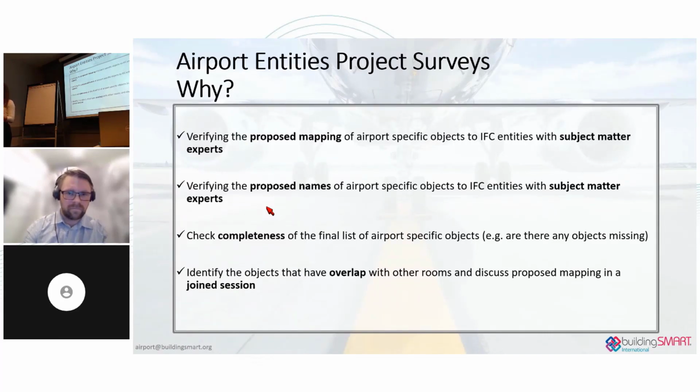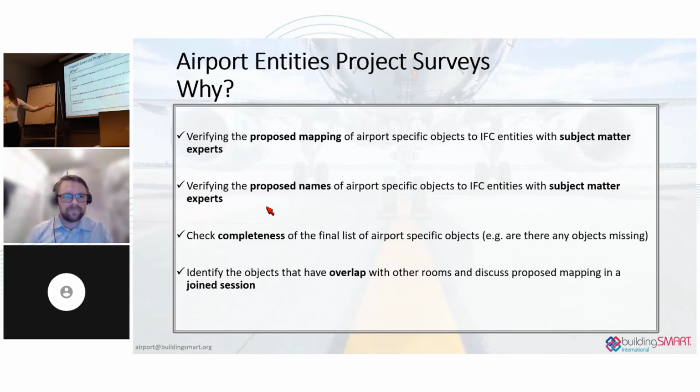And if there are standardized naming conventions, we can use those. I'm not that much of an expert. At the same time, we wanted to check the completeness of the final list of airport-specific objects. These are lists that we gathered from different airports, but even now that we're going through the list, we're looking at each other like, I think we forgot a couple of them. So we're also asking our subject matter experts, is this everything, for example, for baggage handling?